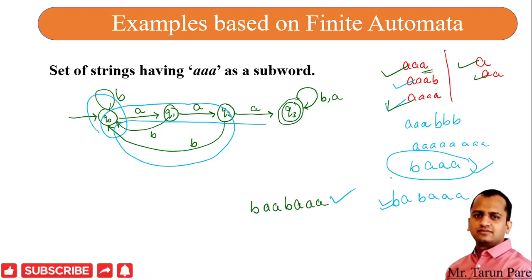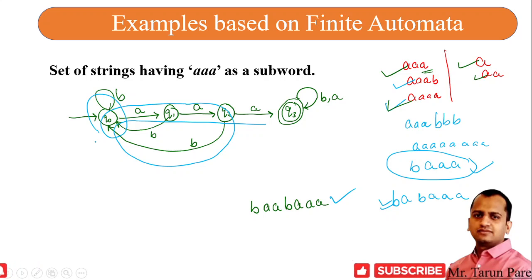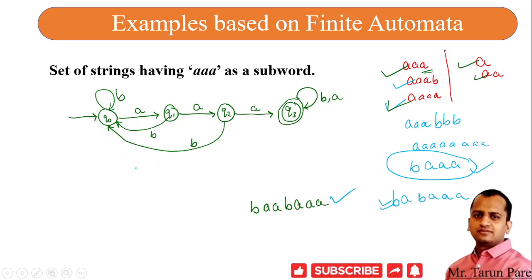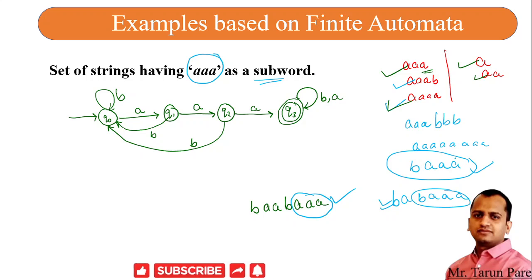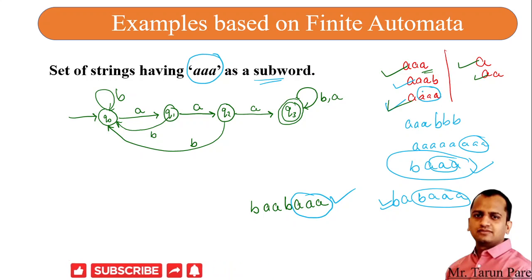That's cool. Now are there any strings apart from these which are not accepted by this automata? I think our automata is almost ready. So this is the final automata which we have designed for the purpose that it contains triple A as a subword in its string. So triple A is accepted, triple A is here, triple A is here, triple A is here, or in any form like this.